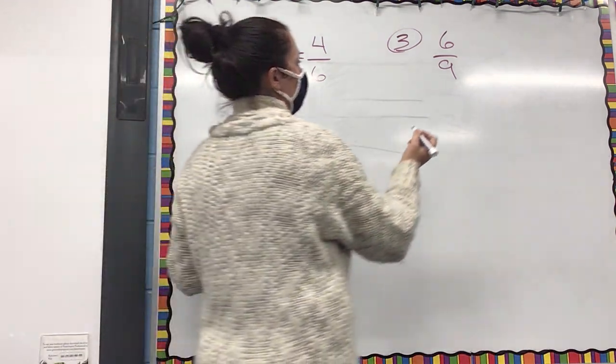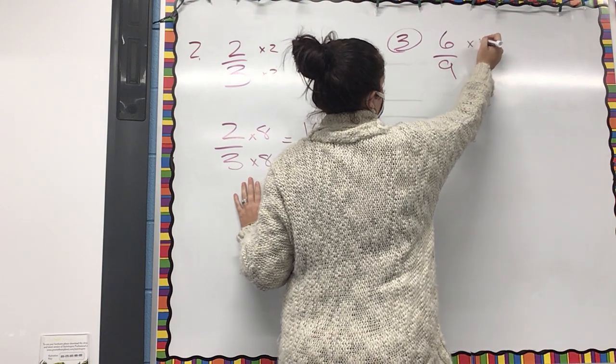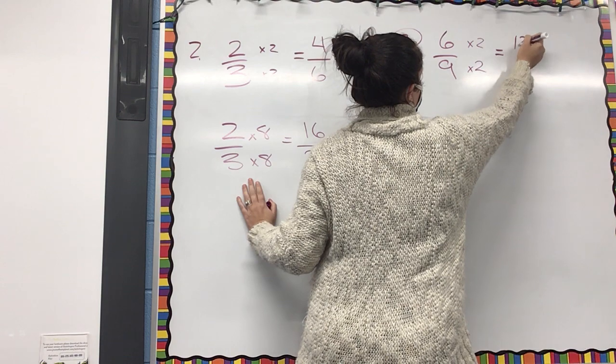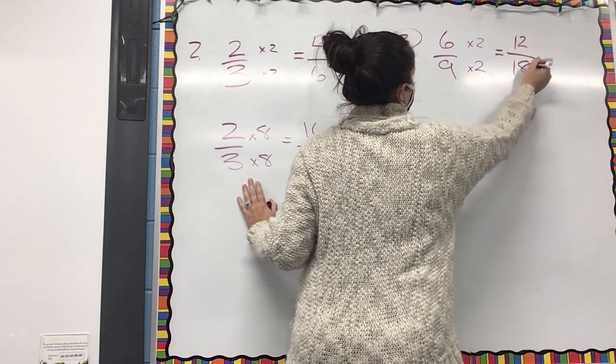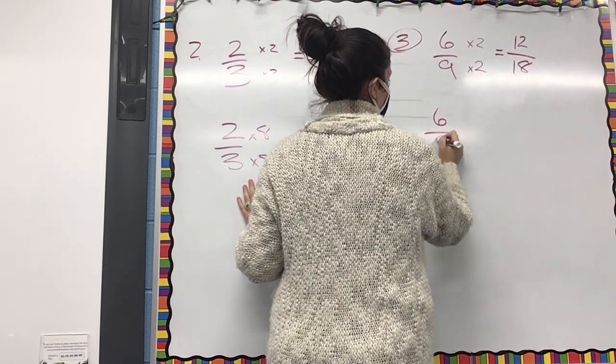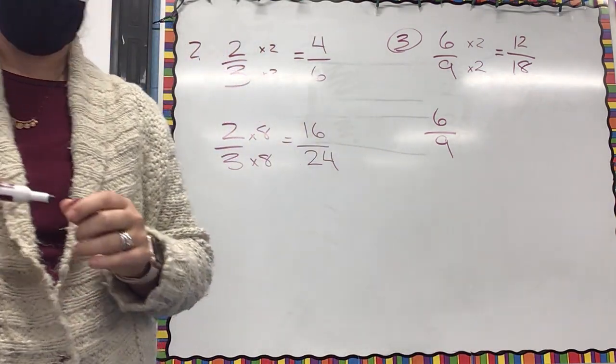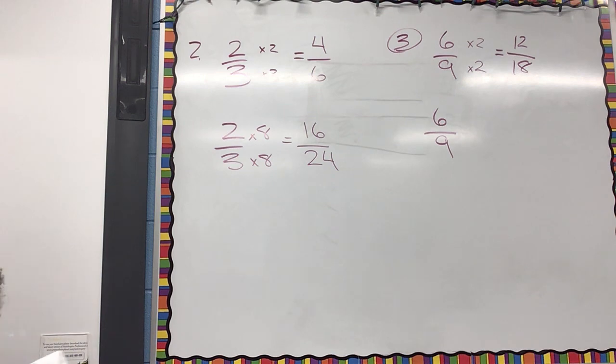Brooklyn, what'd you do? Times 2. And what'd you get? 12/16. Good. I want you to take 6/9 though, and I want you to give me an equivalent fraction by dividing.